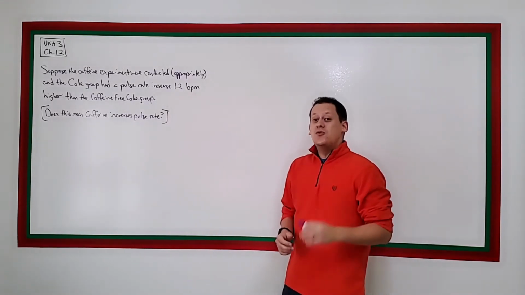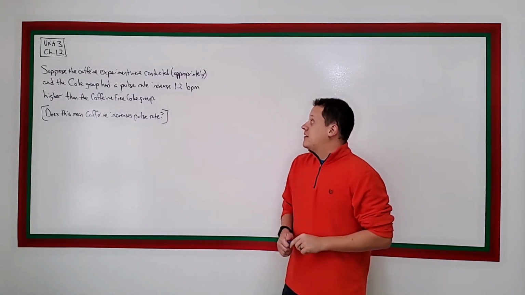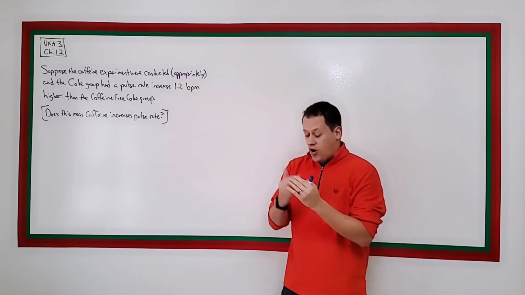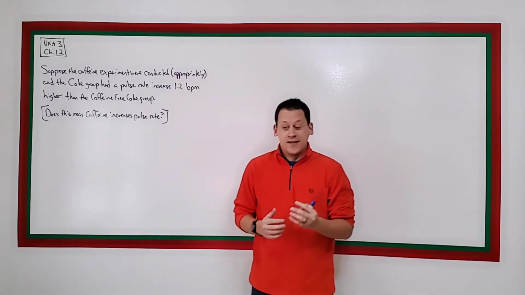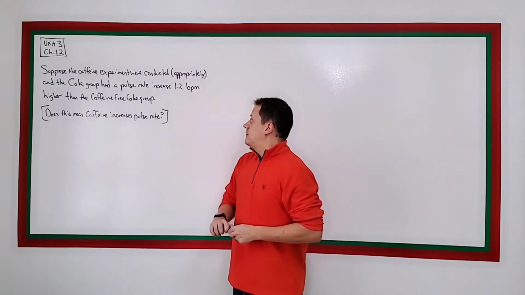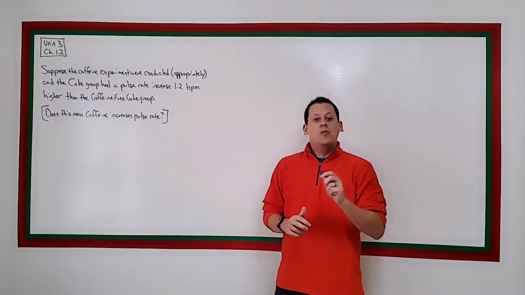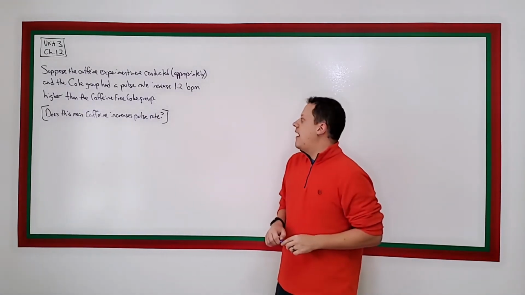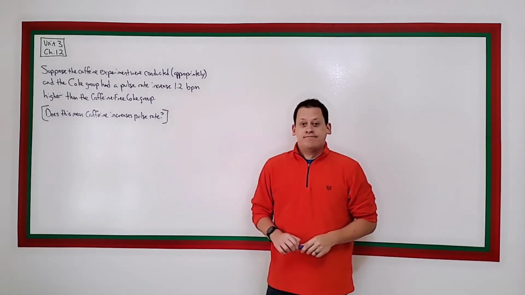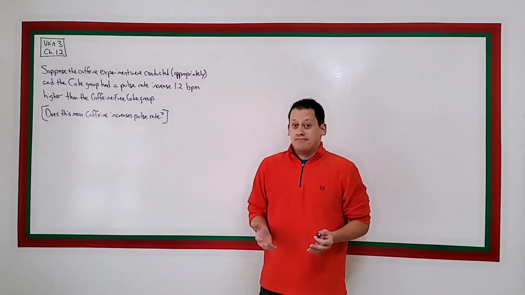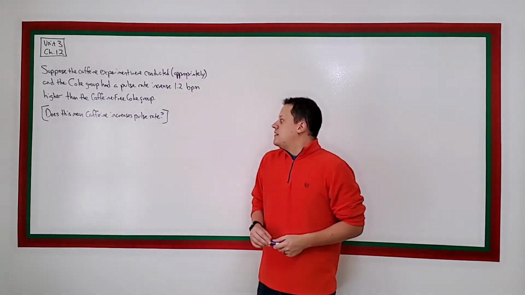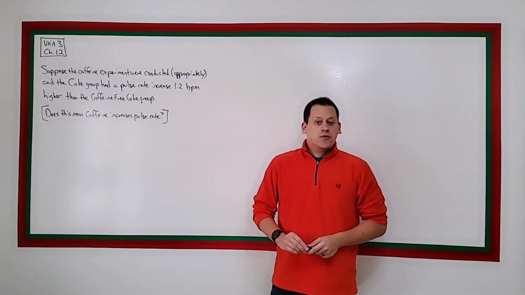So suppose we do the caffeine experiment, and it's conducted appropriately. Okay, so we've followed all the principles of a well-designed experiment. Everything is on the up and up. The Coke group had a pulse rate increase 1.2 beats per minute higher than the caffeine-free Coke group. That's kind of what we would have expected to see. Does this mean that caffeine increases pulse rate?